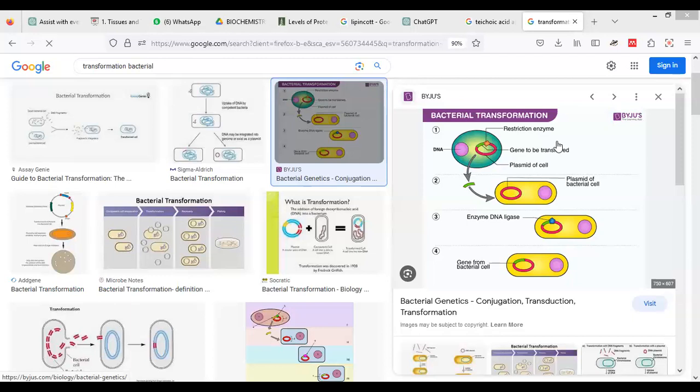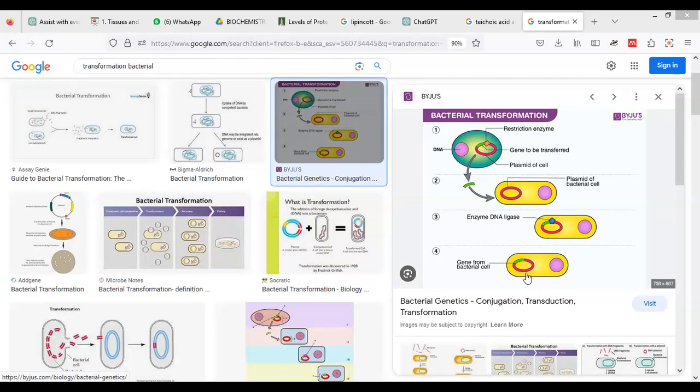Remember the restriction enzymes, what do they do? Restriction enzyme cuts, ligase enzyme joins. So here in bacterial transformation, this is from one bacterial cell to another. There was a restriction enzyme, we cut this gene to be transferred, and then this naked DNA entered into this cell, and then DNA ligase joined that to this existing cell. Simple as that. Transformation is what happens in biotechnology, right?